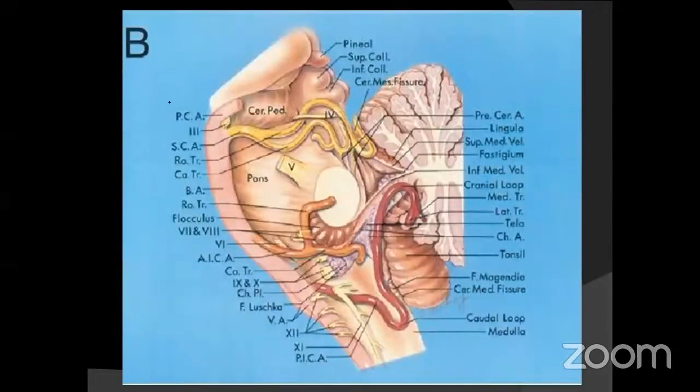So as we can see here, this is the superior cerebellar artery. Now we are seeing a lateral diagram. We can see after its origin, it divides into two branches or two trunks, a rostral trunk and a caudal trunk. And as we can see here, it will be the most rostral of the infratentorial arteries.